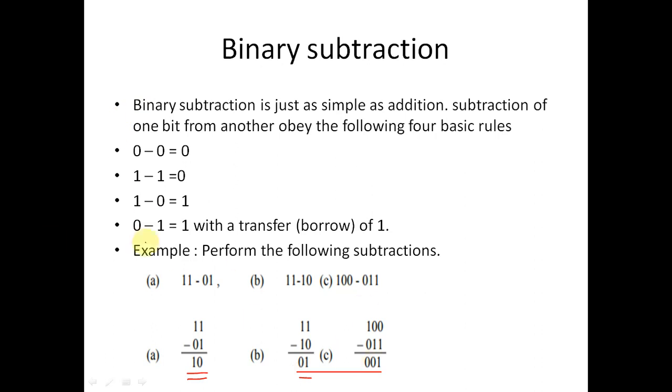Now the third example is 1 0 0 minus 0 1 1. Look here, 0 minus 1 is difference 1 with borrow 1. This is the borrow. 0 minus 1 is difference 1 with borrow. 1 minus 1 is 0, and this one is taken here, so this is 0.